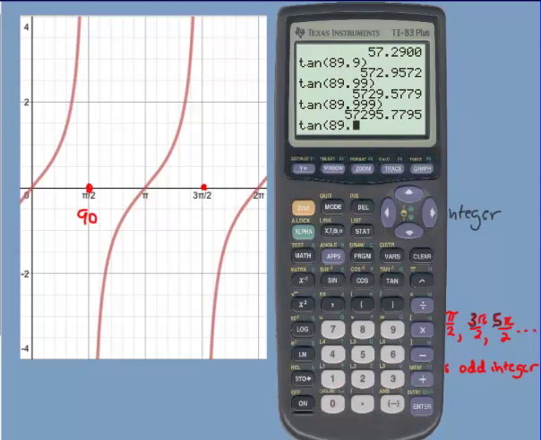It just proves to you that we will never touch 90 degrees. We're going to get very, very close to it. We're going to get really, really high in the graph, but we're never going to touch it.